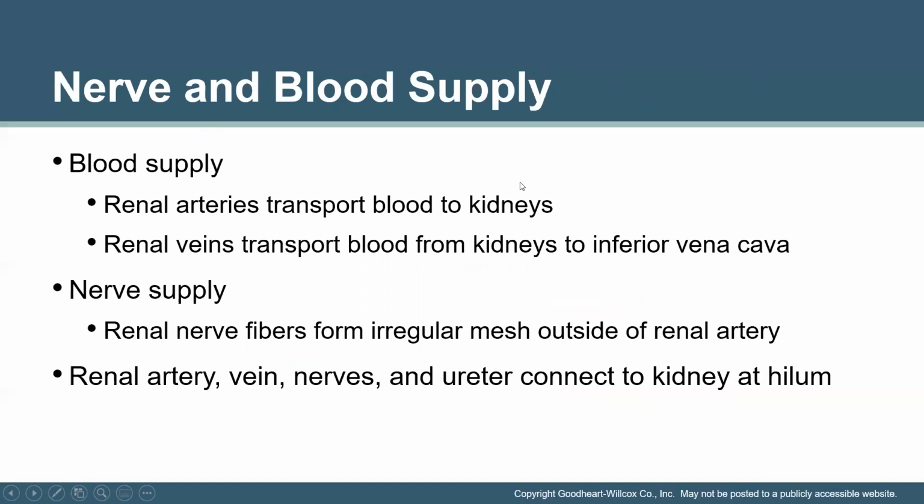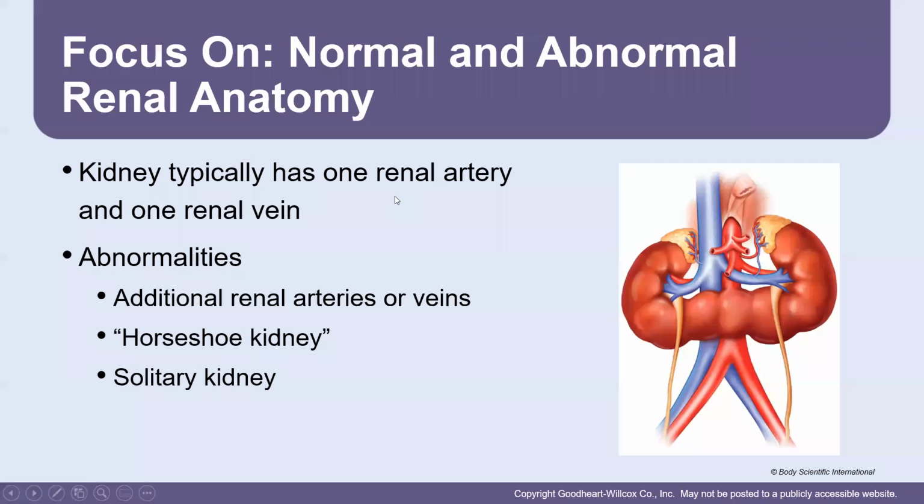So blood supply wise, again, renal arteries transport blood to the kidneys. The veins will take it away. Nerve supply, they will have nerve fibers from an irregular mesh outside the renal artery. And we will see, again, renal arteries, veins, nerves, and the ureter connected to the kidney at the hilum.